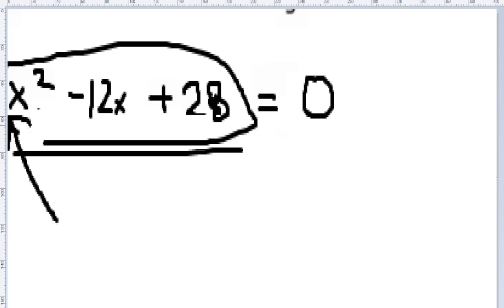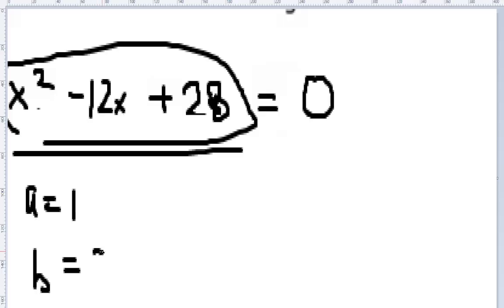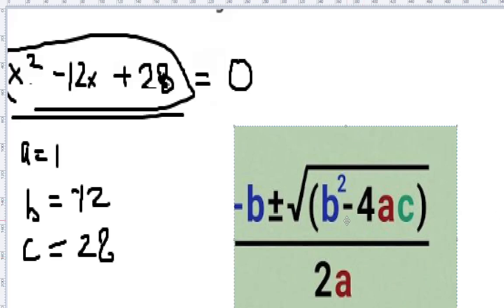What's the coefficient in front of x squared? A is equal to 1. What's the coefficient in front of the x? B is equal to minus 12. What's the coefficient over here? Well, it's this thing that's all alone. C is equal to 28. And we have to use the quadratic equation, which is b squared. No, I think it's minus b. Let's look up the quadratic equation. Yeah, it's minus b plus or minus the square root of b squared minus 4ac, over 2a.